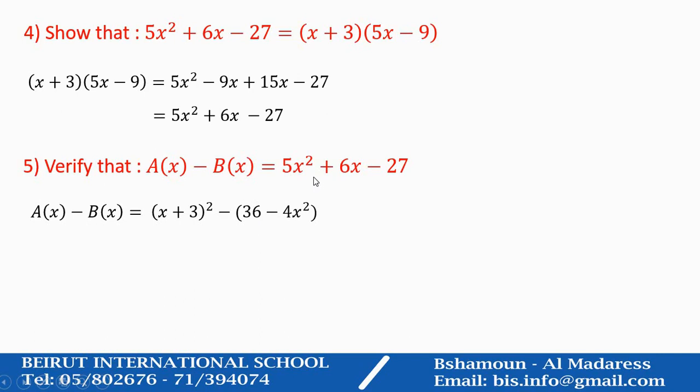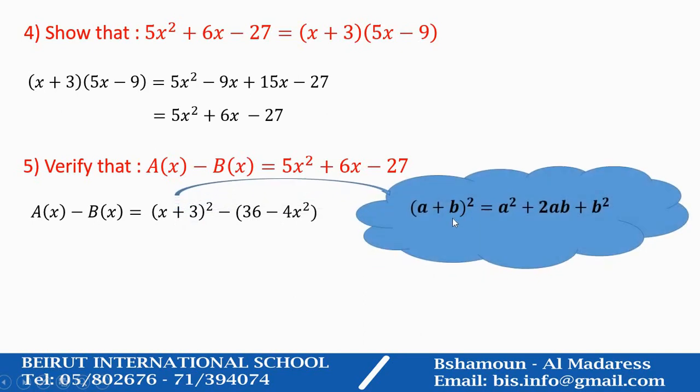Because the answer is expanded, you do not factorize this expression. You do not try to factorize. All you do is expand. And to expand this, you have to remember the rule a plus b squared equals a squared plus 2ab plus b squared. If you apply it, you get x squared plus 6x plus 9. And you distribute this minus 36 plus 4x. Take care about this minus times minus, it's a plus. And if you collect like terms, you get the form you're asked to verify.